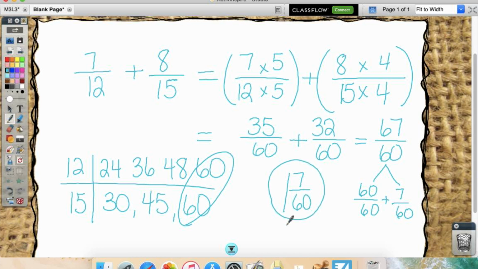Okay, now that's a lot of work for one problem. But the older you get, the longer problems are going to take. Okay? I would much rather use the number 60 than I would 180. So especially on IXL, make sure you try this.